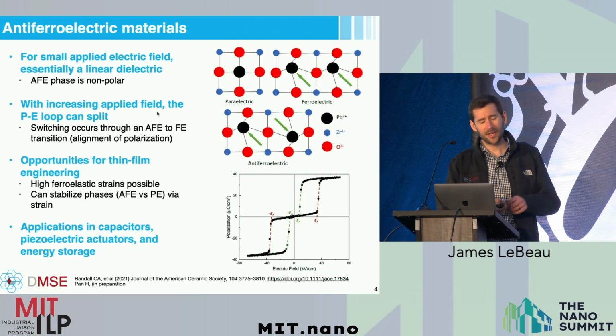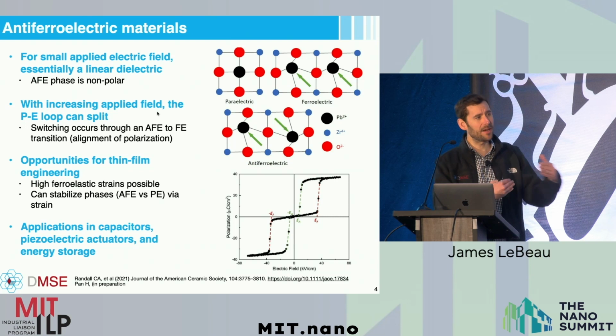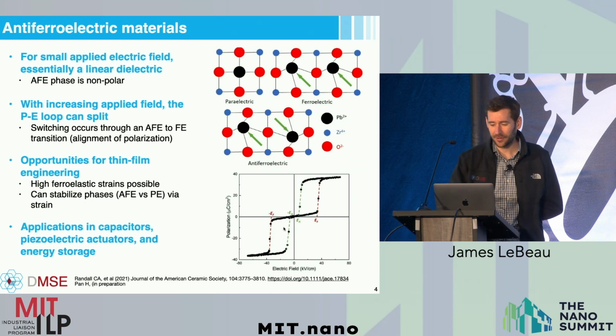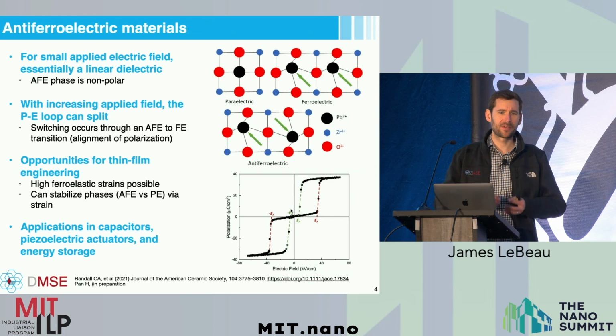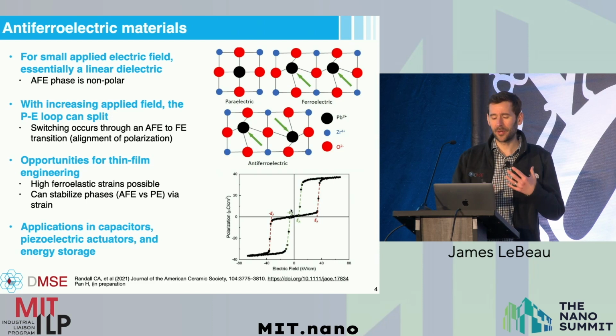One is that as you apply a bias to the sample, you can force all of the polarization to align in the same direction and go through a phase transition to a ferroelectric, as you can see from this PE loop splitting at these higher voltages. Ultimately, the mechanisms responsible, the types, the impact of defects, the impact of interfaces can be difficult to directly understand from these property measurements alone, and that's where electron microscopy can play a significant role.